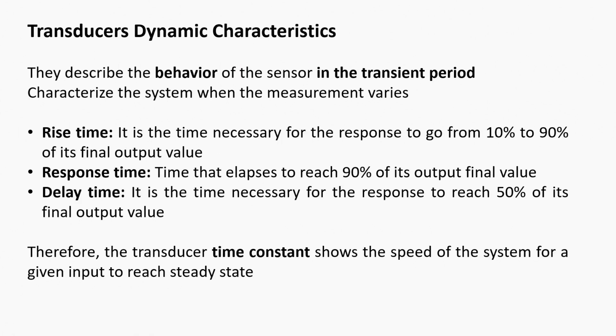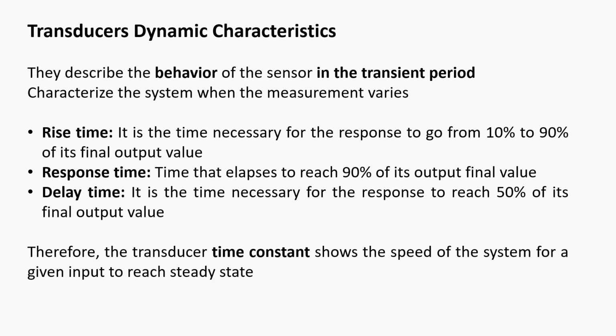We can also talk about dynamic characteristics when modeling the behavior of the transducer. Such characteristics describe the behavior of the sensor in the transient period. That means from the moment it starts working till the steady state of its output. Over there, we can mainly find three different timings to consider.